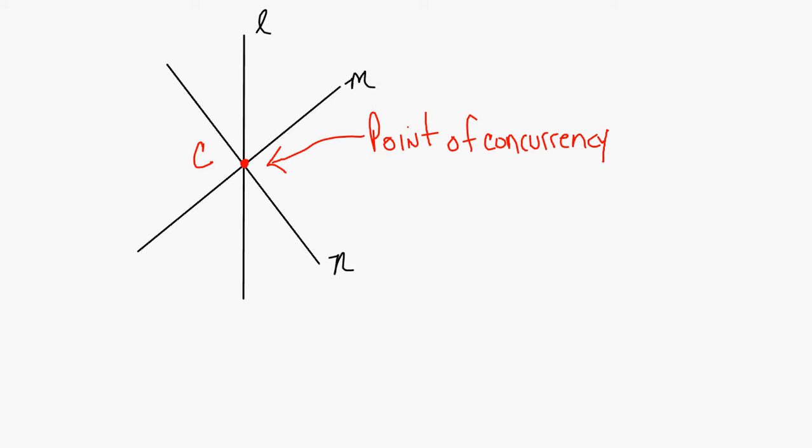Look in your book, please. Draw three lines that intersect at the same point. Label the lines L, M, and N. The point where they all intersect, we'll call it C. That point is called a point of concurrency. That's where three or more lines intersect.